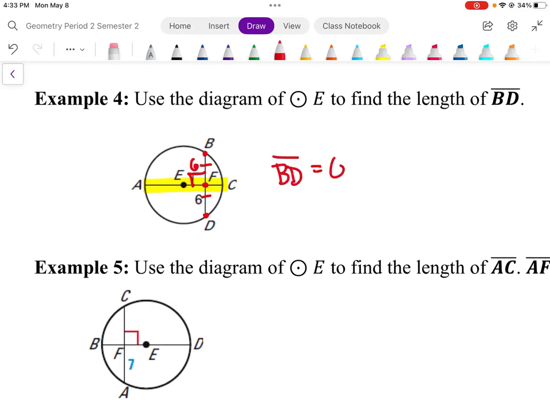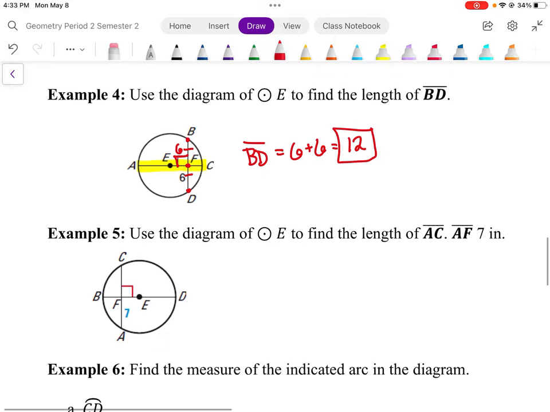So to find the length of BD, we're just going to add those two together. Then our final answer would be 12.